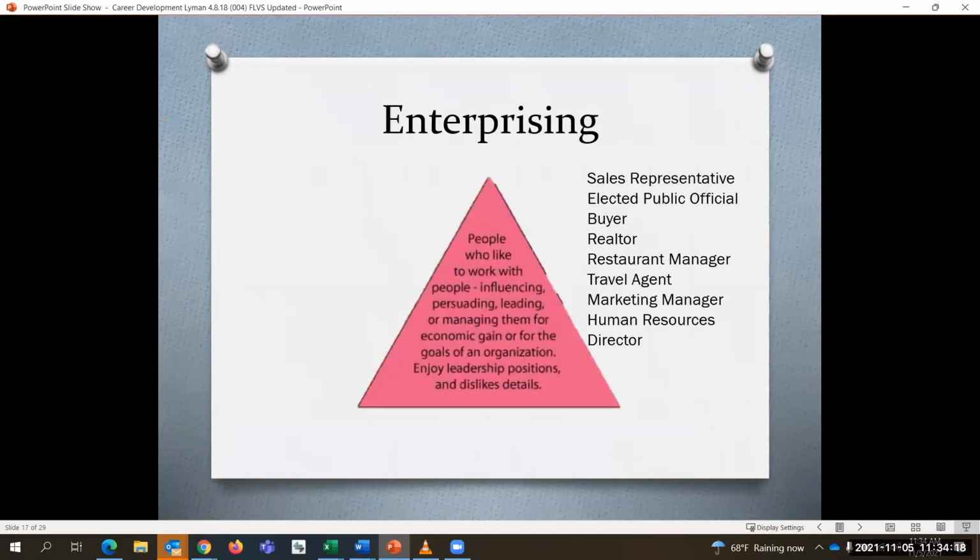Okay, enterprising. People who like to work with people, but this one's a little bit different from the social. They like influencing, persuading, leading, or managing them for economic gain or for the goals of an organization. Enjoy leadership positions and dislike details. A lot of people who are social also tend to be enterprising in some way. Some examples here are a restaurant manager, a sales representative. They like working with people, influencing, persuading people to buy different things. Maybe someone in marketing, human resources, things like that. Does that sound like any of you guys' outgoing personalities?